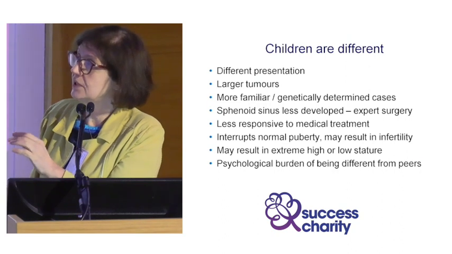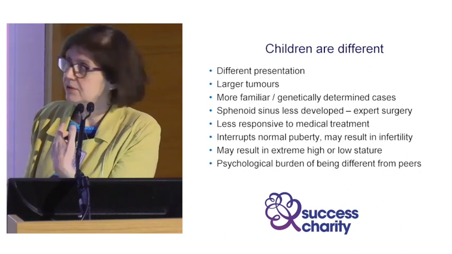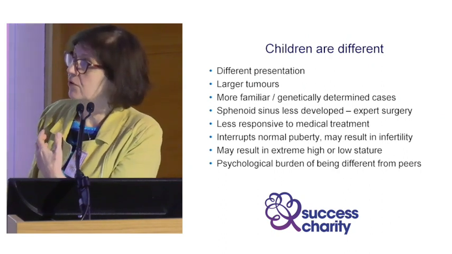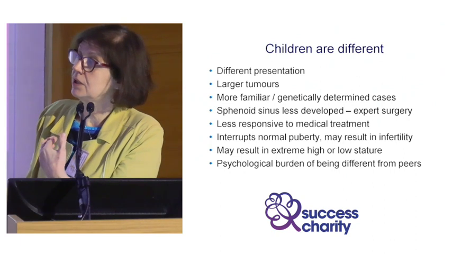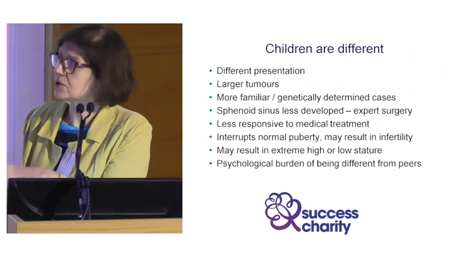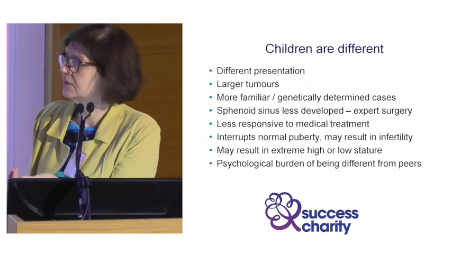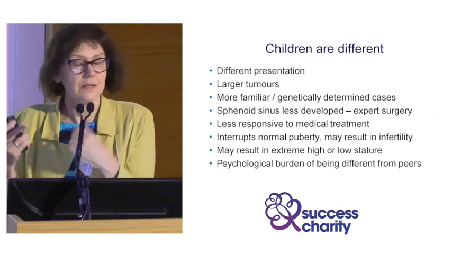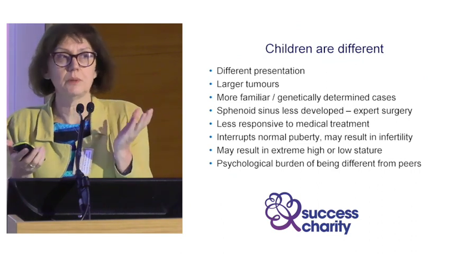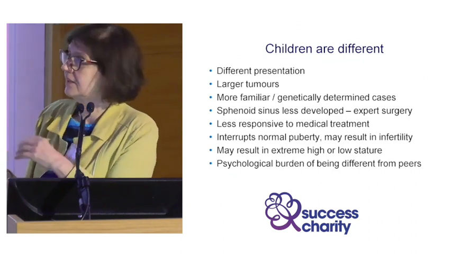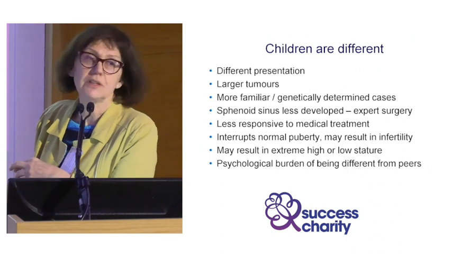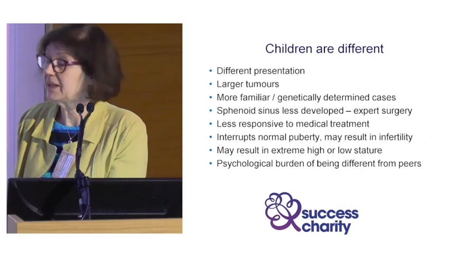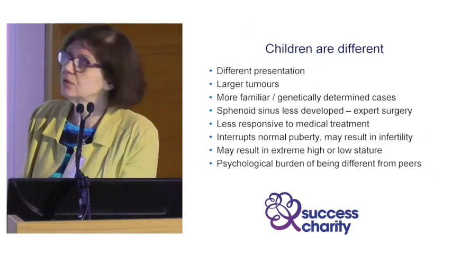And then the disease, of course, interrupts the normal puberty, the normal development of the child, and may result in infertility. They also can have very tall stature, or very short stature. So that's important for the rest of their life. And we shouldn't forget that there is quite a high level of psychological burden, and you probably can talk about it more than I do: being just different from the peers, having different experiences, needing different medical care at all. So there's a lot of things different.